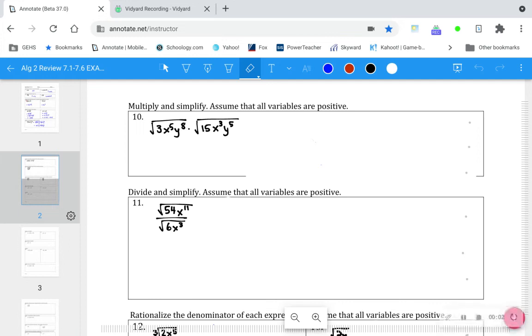Okay, we're continuing with the review for sections 7.1 through 7.6 in Algebra 2. And this installment will be problems 10 through 13. All right, number 10, what we have here is two square roots that have to first be combined.